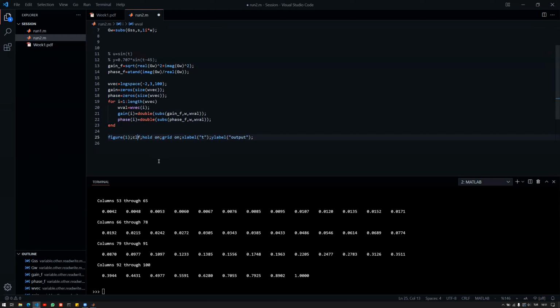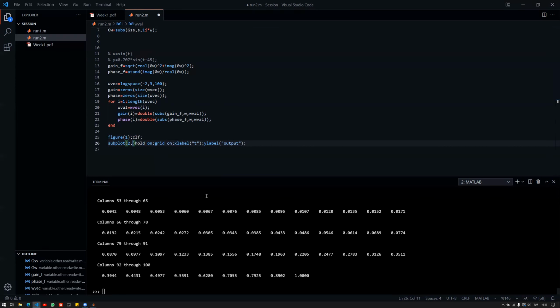Since we have an omega vector, and we have two additional vectors, we will use one plot for gain, because this will be gain versus omega, and then another plot phase versus omega, but we will align them so that we can choose an omega value and trace its gain and phase simultaneously. So therefore, let me create the following.